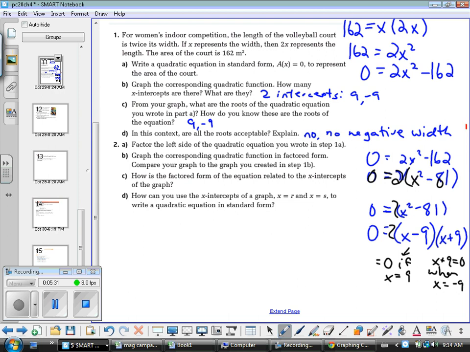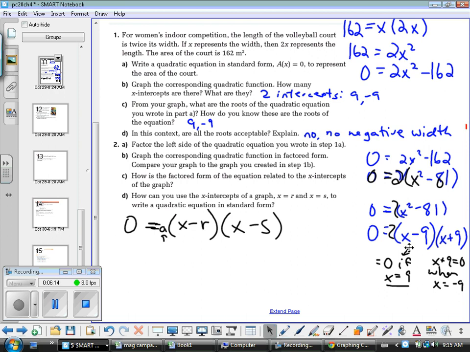So how can you use the x-intercepts of the graph to write a quadratic equation in standard form? What you can do, and this is not going to tell us completely what we need to know, is take x minus r, because when x equals 9, that gives us a factor of x minus 9. So when x equals r, that gives us a factor of x minus r, times x minus s. And that can give us our quadratic equation. The thing that's missing here is possibly another factor. That factor would actually equal a if you multiplied it out, so you do need to have an unknown factor there.